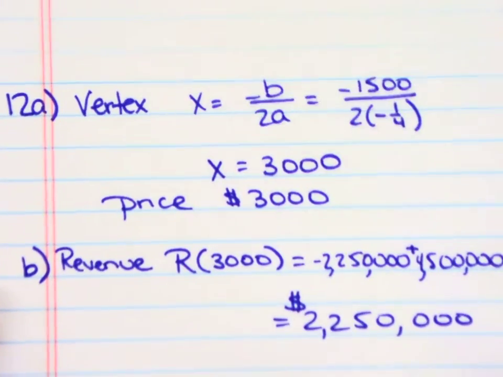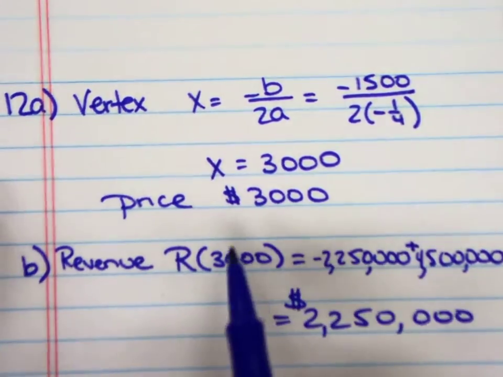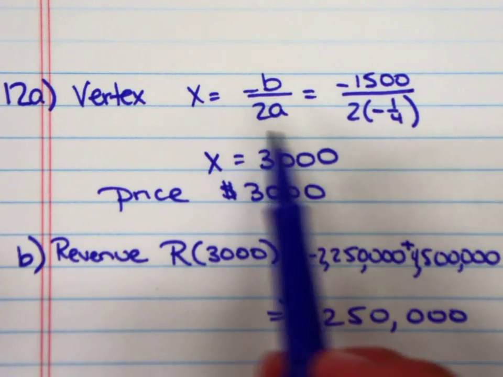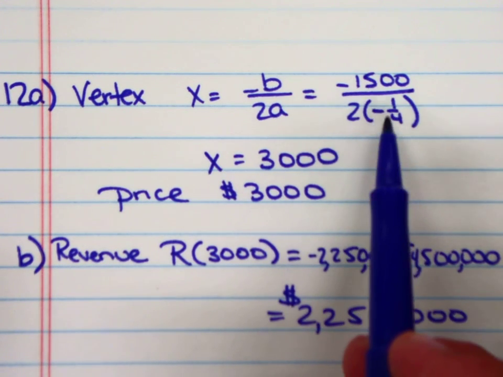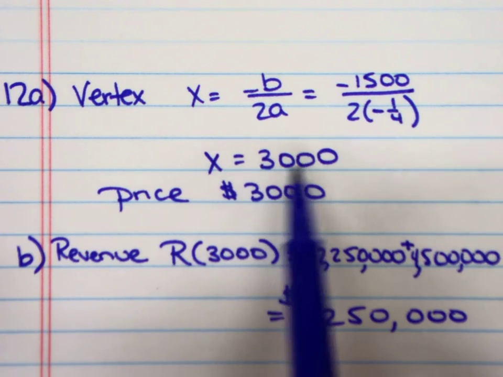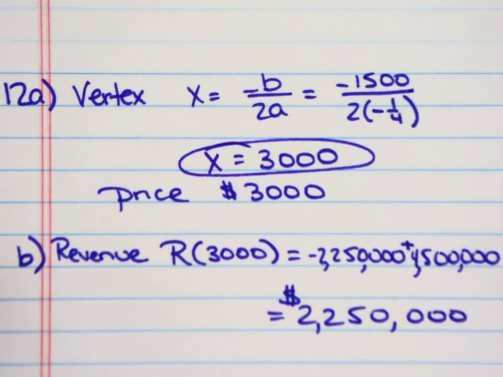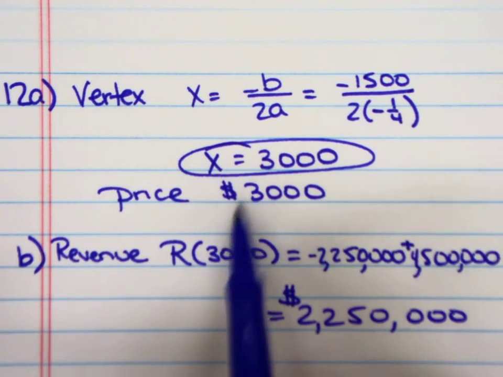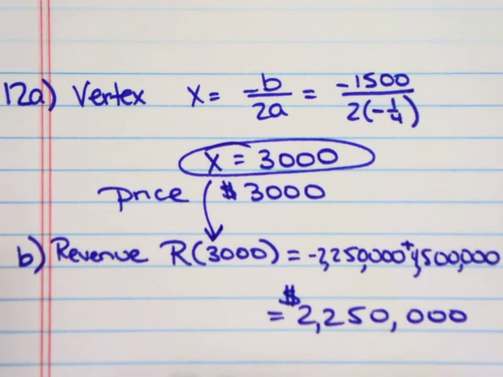For number 12, also same type of question, looking for the vertex. -b over 2a, so -1500 over 2 times -1/4. That gives you x equals 3,000, which would be your maximum price to maximize revenue. To find the maximum revenue, you would plug 3,000 into the function, and you get $2,250,000 as your maximum revenue.